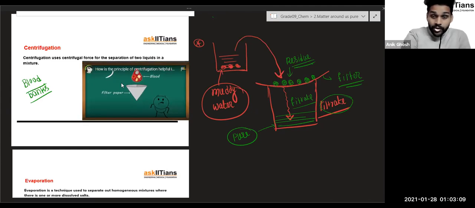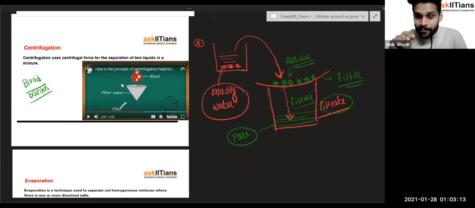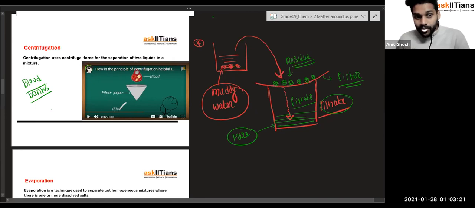No, you cannot do that. You cannot use filter paper to separate out the various components of blood, because in the colloidal solution the particle size is not that small. Just try to understand this. Where would we be able to use this filtration process?